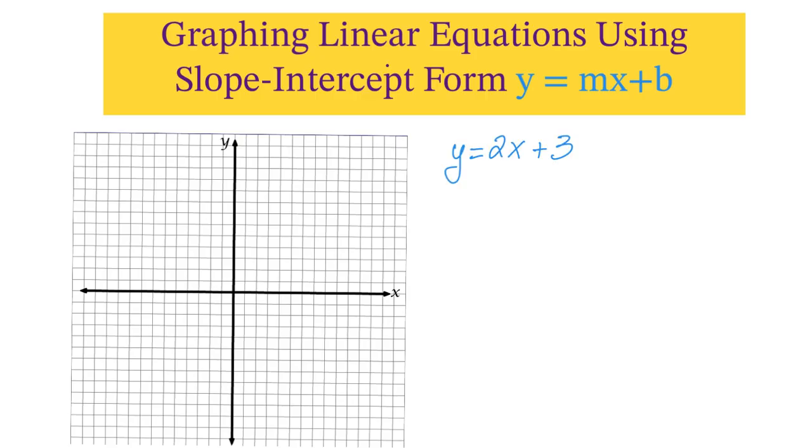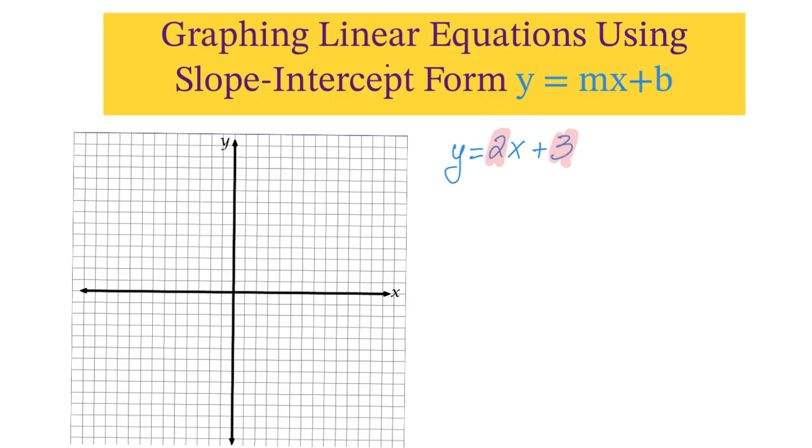First, I want to slow down and look at the structure. The number in front of x is 2, which is our slope. This will tell me how to move. And the number by itself is my y-intercept. So here, m equals 2 and b equals 3. Now let's graph it step by step, no shortcuts.